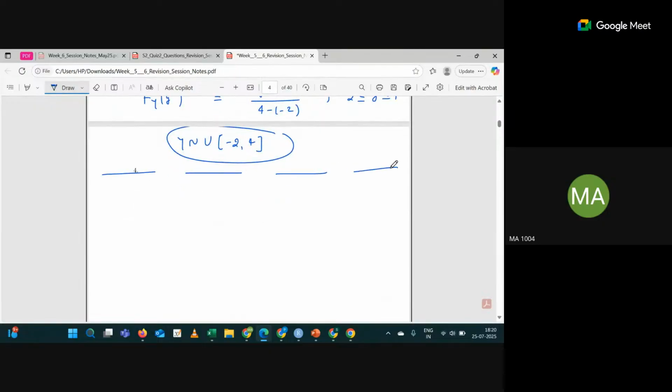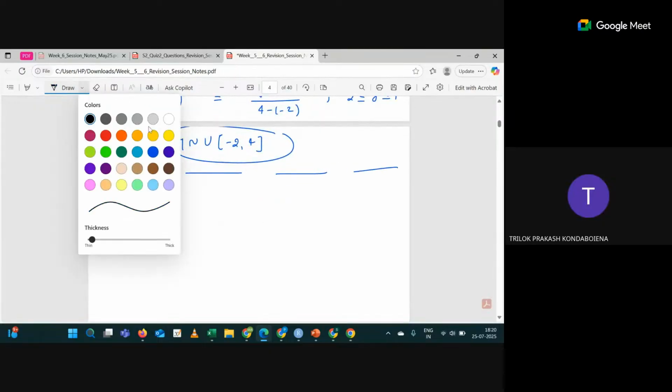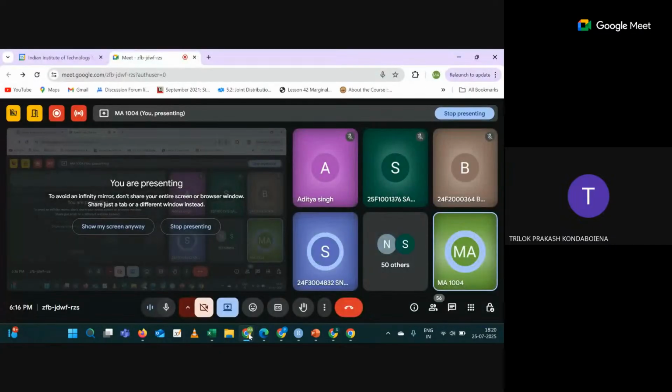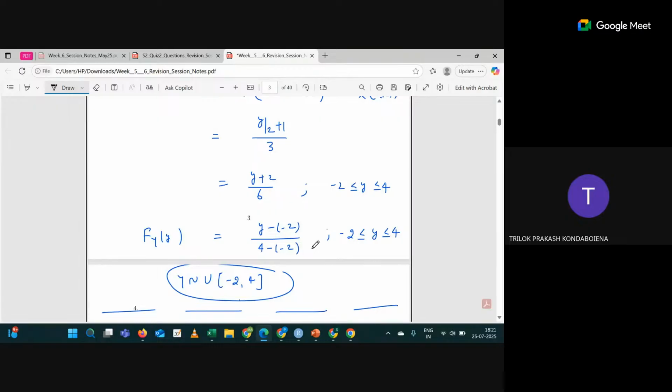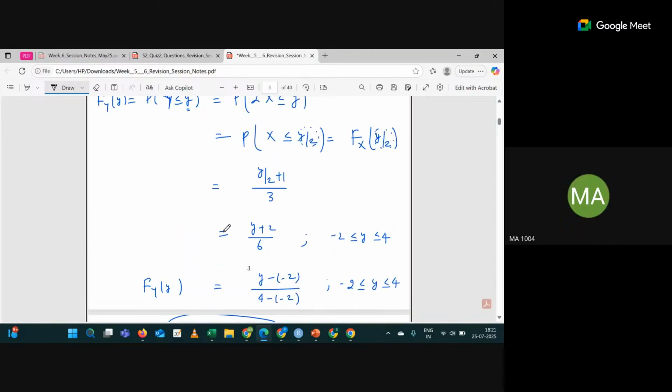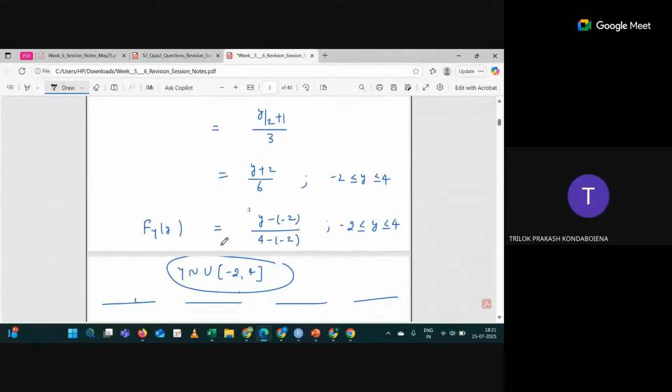So this last step which you have done now, F of y is the CDF of Y. Correct. Now, what is the final value of that CDF of Y? This one, (y + 2)/6 on the support of -2 to 4. I just changed it like this to give you the idea of why this is uniform.